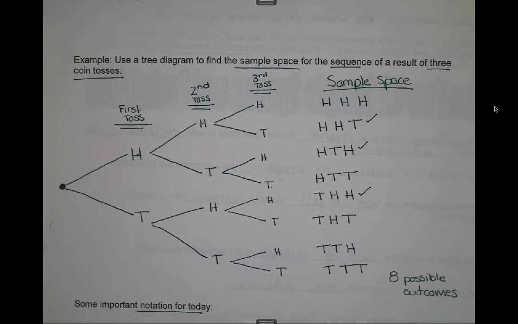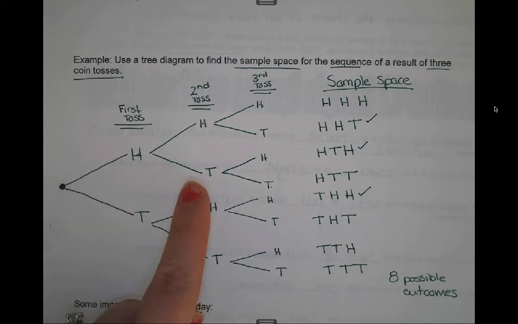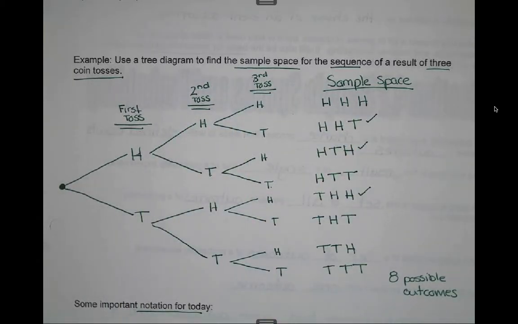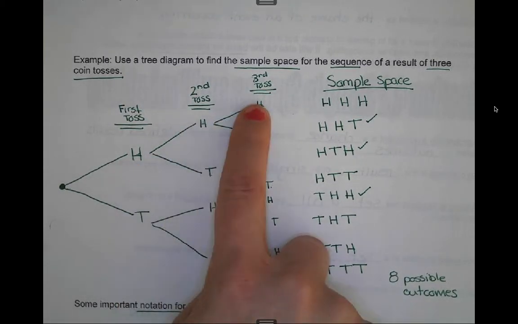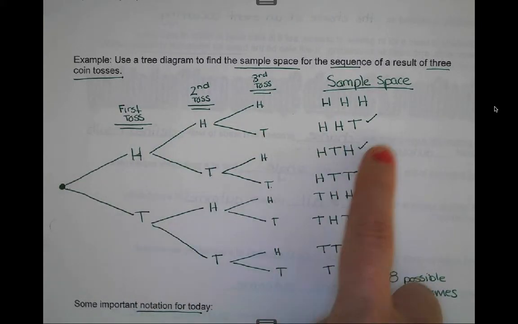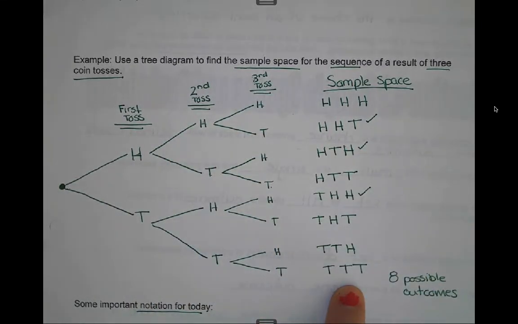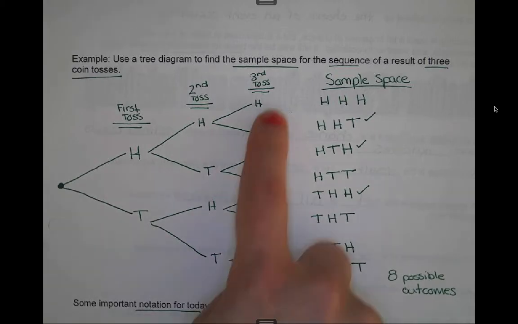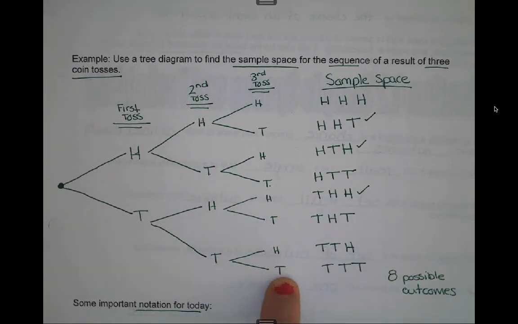From there, every time that we go further along our branches, like on the second coin toss, we have to start to construct what would be the sample space of all 3 coin tosses. In the end, we follow along the branches to list the sample space for tossing 3 coins. And what we see here is that we have 8 possible outcomes. We could tell that we had 8 possible outcomes just by counting how many branches we have at the very end of our tree diagram.